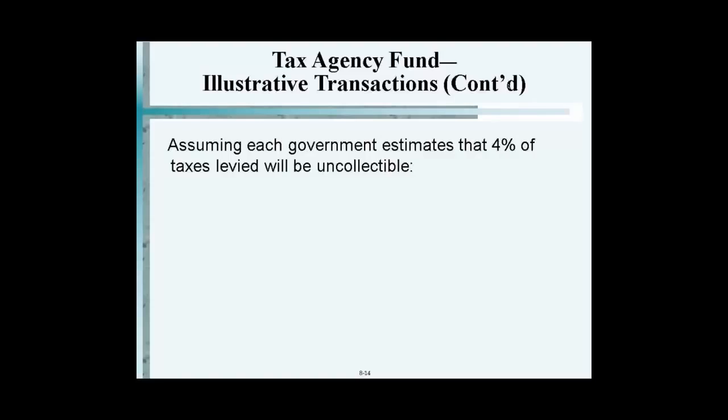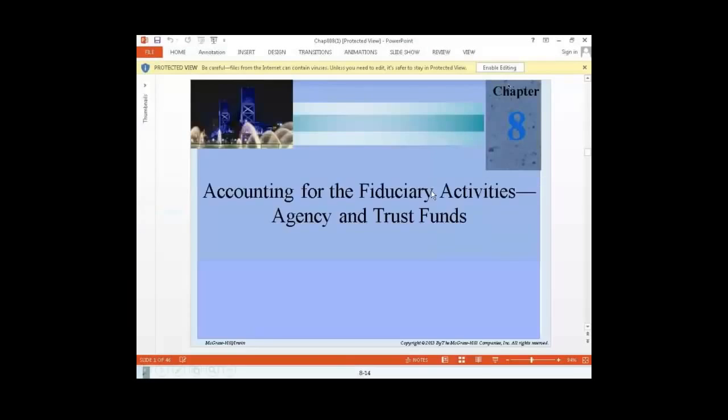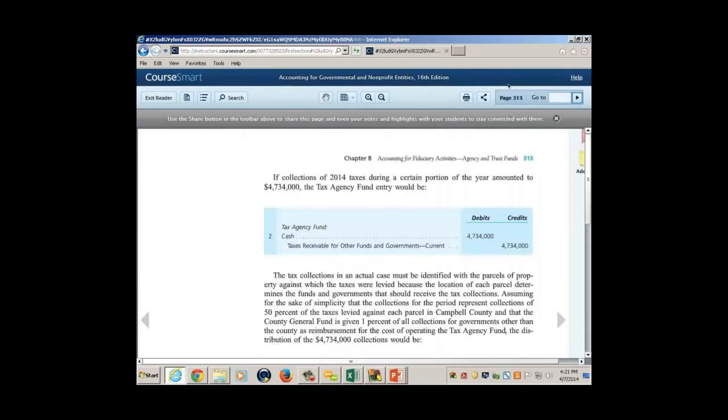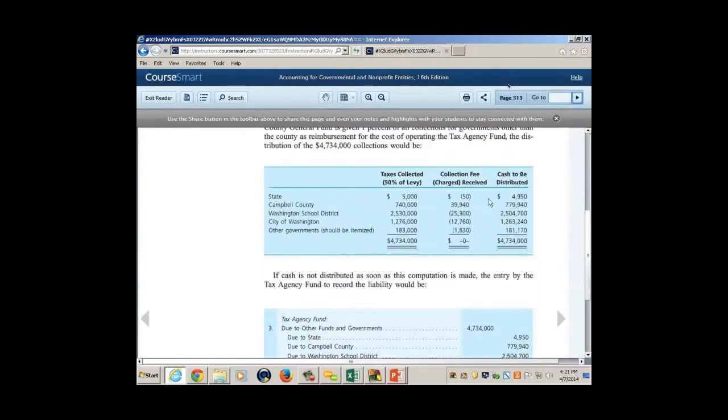This is on page 313. I want you to just take a look at this chart. See if you understand this. All the journal entries revolve around this.